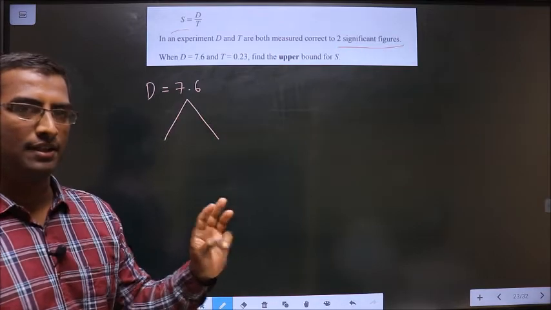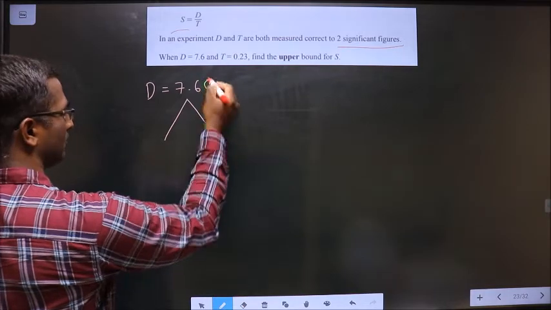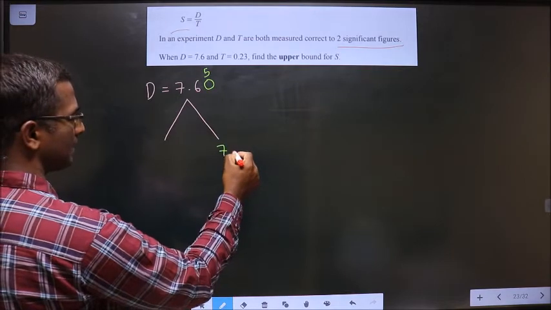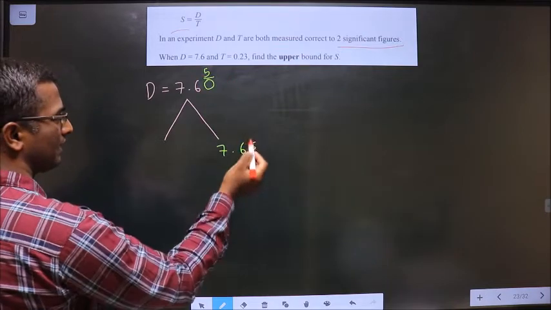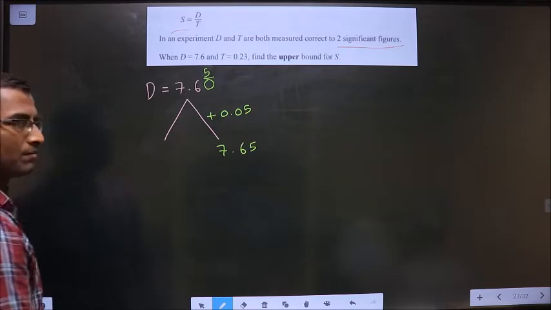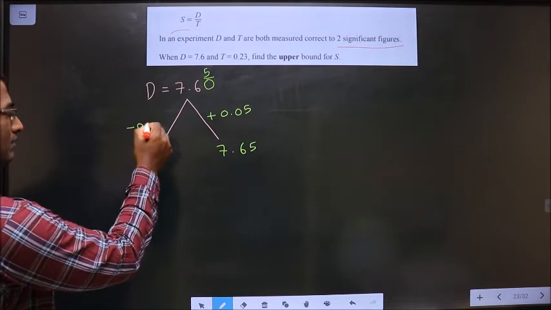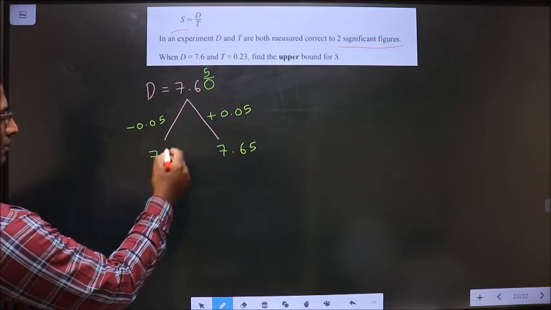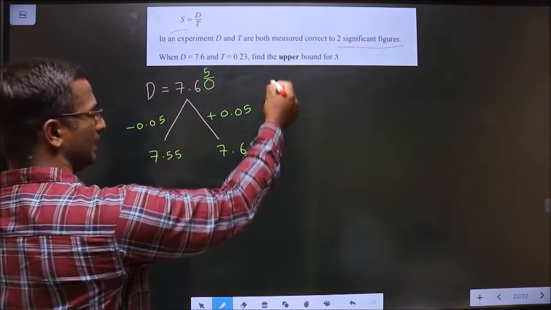And how do we do it? See here. Here will be 0. If I get a 5 here, then only this becomes three significant figures. Clear? Now to get 5 over here, I should add 0.05. Understood? Now whatever you add, subtract the same thing. So I get 7.55. Clear? Now the next number is t.